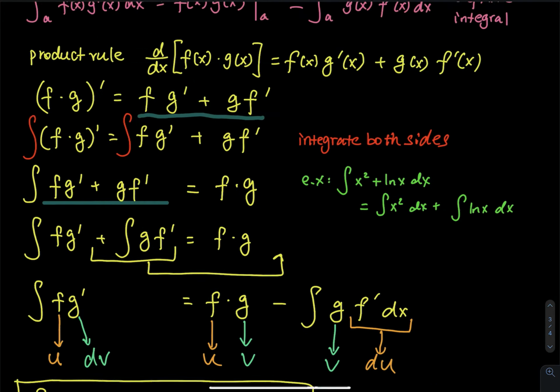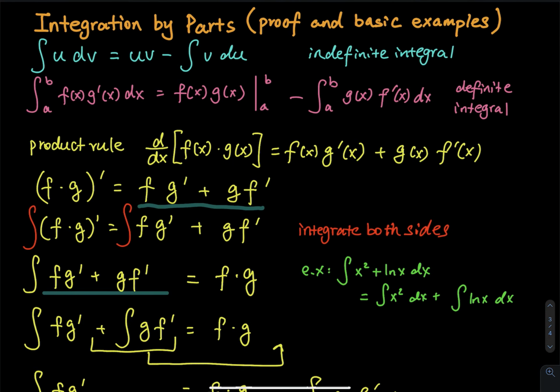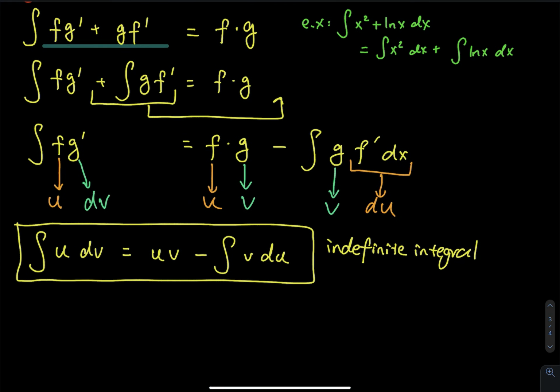Which is the first line over here. Indefinite integral. The integral of u dv, look at the blue line, equals uv minus the integral of v du. That is exactly what we have right here.